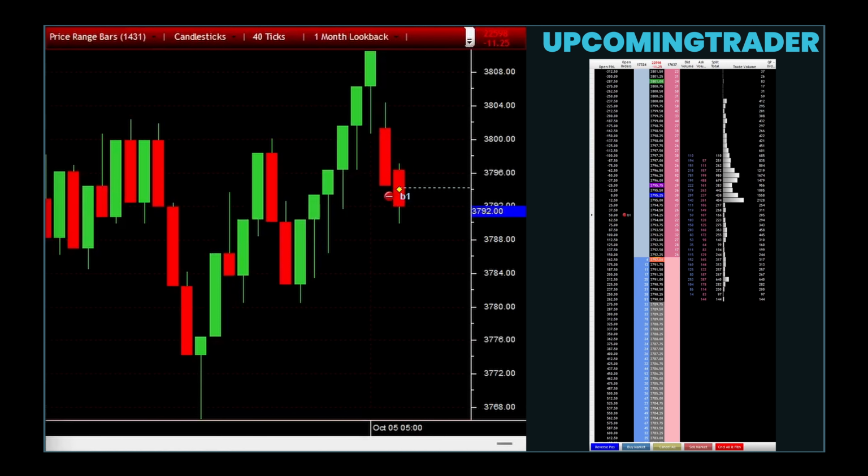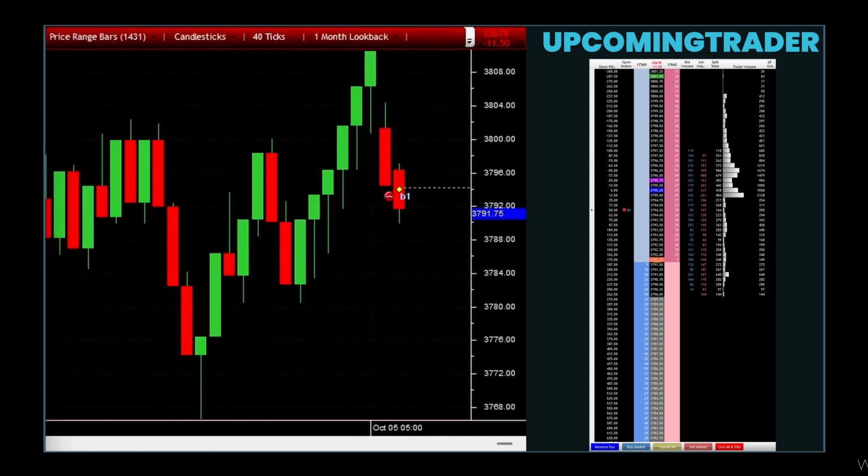The Harami pattern, whether bullish or bearish, signifies a potential reversal or pause in the current trend. A bullish Harami, for example, forms when a large red candle is followed by a smaller green candle, hinting at a slowing down of the bearish momentum and a possible upward reversal. The smaller the second candle, the higher the chance of a turnaround.